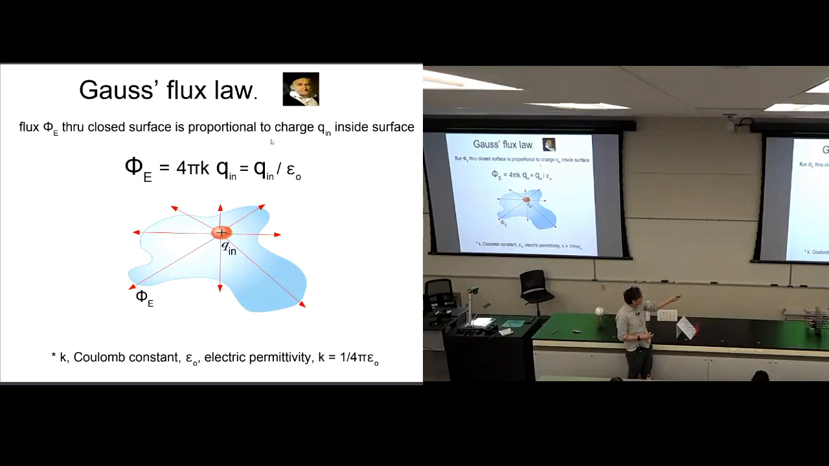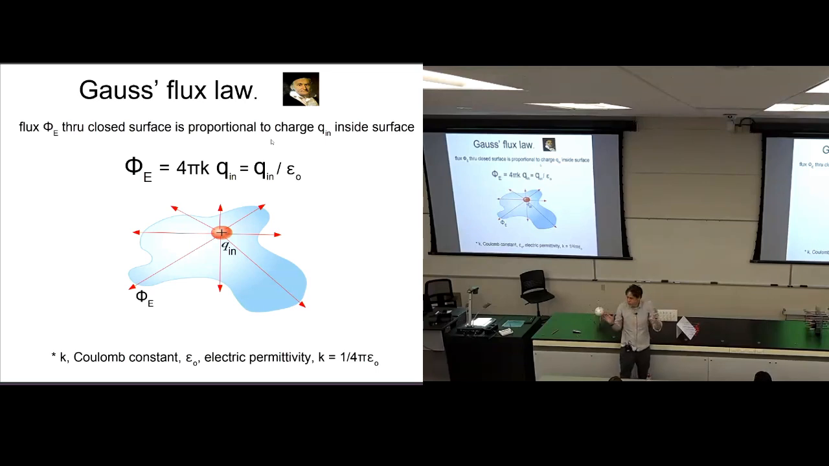So here's the flux through a closed surface. Here's the charge inside the closed surface. I put E subscript here for electric flux. I put in subscript for the charge inside. And the coefficient of proportionality, we can write it this way. This is the Coulomb constant. So you can write that coefficient of proportionality is 4 pi times the Coulomb constant that we're familiar with. Or you can write it in terms of another constant. I'm introducing this for the first time. It's the charge divided by the electric permittivity.